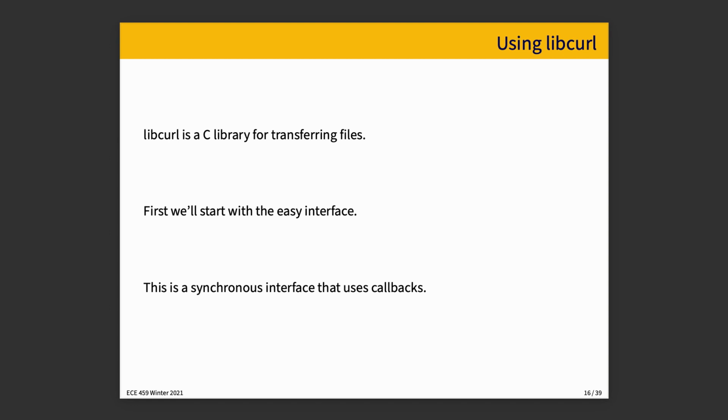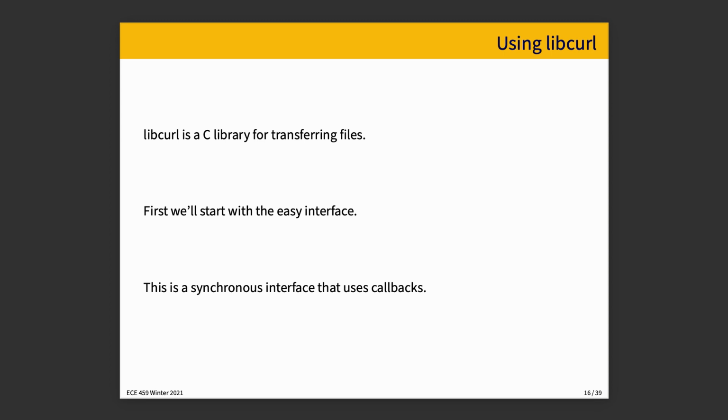And now we'll talk about libcurl. Libcurl is a C library for transferring files. It supports lots of different protocols and lots of different options. We're not obviously going to go into an extreme amount of detail about this, but we'll get started on the subject because it gives you an idea about how to do asynchronous I/O using curl as we build up to it. So we'll start off with the easy interface.